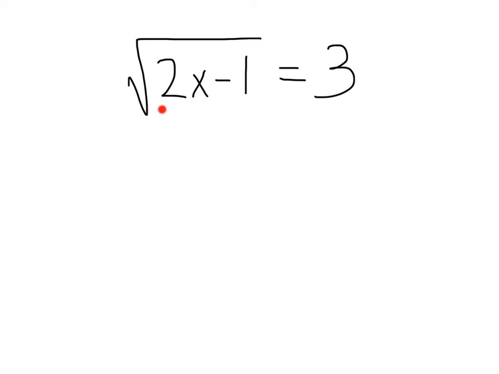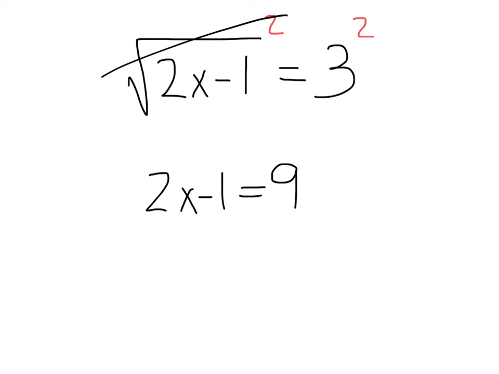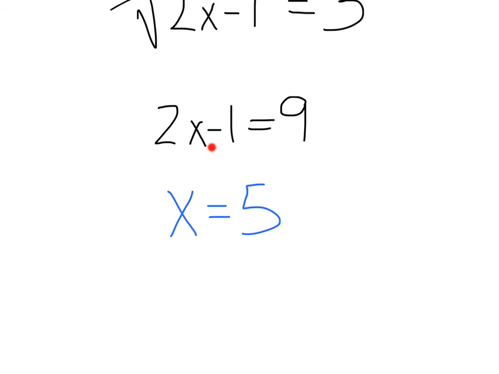Here we've got square root of 2x minus 1 equals 3. Now we actually can start, even though it's complex in here, by squaring each side. Because this 2x minus 1, even though it's a little more complex, is still all under the square root. That's going to cancel out the square root, leaving us with 2x minus 1 equals 9. Solving like normal, we can add 1 to get 10, divide by 2, giving us x equals 5.